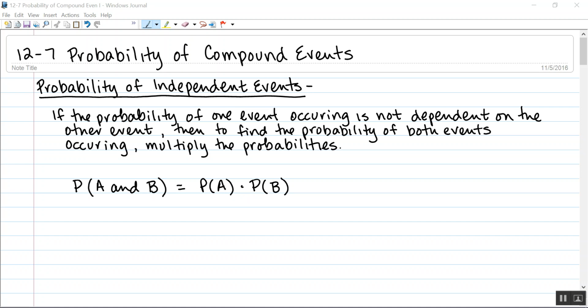Section 12.7 is on the probability of compound events. In this lesson, we're going to take a look at 4 different situations. The first is the probability of independent events.